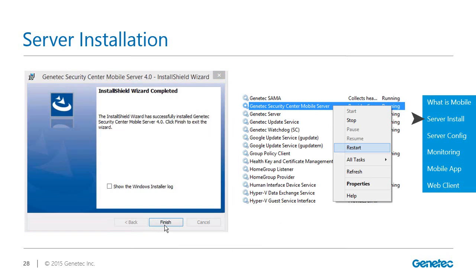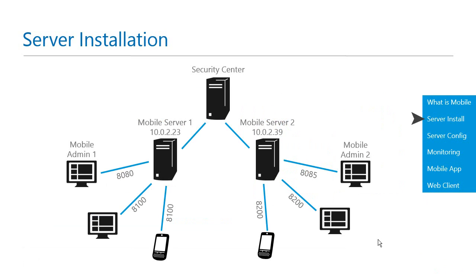If you have installed the mobile server on a Windows Server 2012 machine, we're going to need to go into the Services and restart the Genetec mobile server service. Now, in case we have a lot of connections and we need to install multiple servers, we should install the mobile server software on those servers as well. Each server should have its own public IP address, and we need to make sure the ports are open on the firewalls active on each machine.